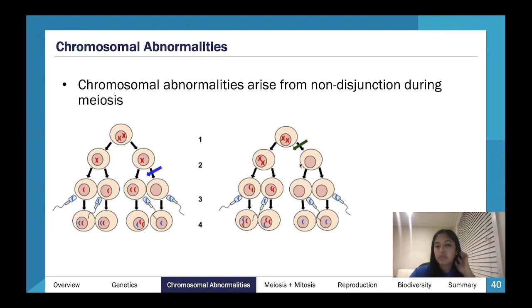And then the same thing is seen here. It's just this idea of non-disjunction, and it can happen at different steps along the way, but it's this idea that the separation of chromosomes isn't happening properly.